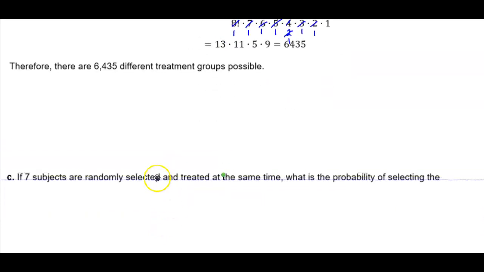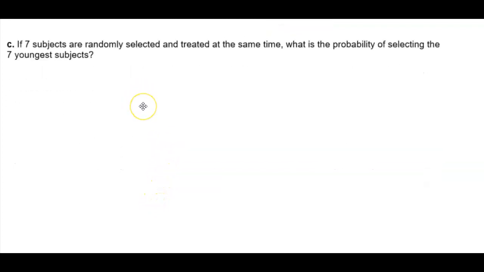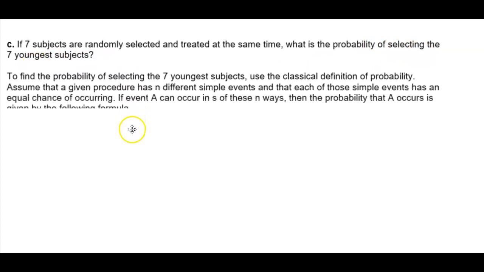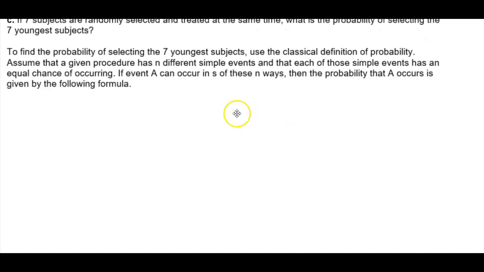Now let's take a look at part C. If 7 subjects are randomly selected and treated at the same time, what is the probability of selecting the 7 youngest subjects? Now, to find the probability of selecting the 7 youngest subjects, we use the classical definition of probability. Assume that a given procedure has n different simple events and that each of those simple events has an equal chance of occurring. If event A can occur in s of those n ways, then the probability that A occurs is given by the following formula.